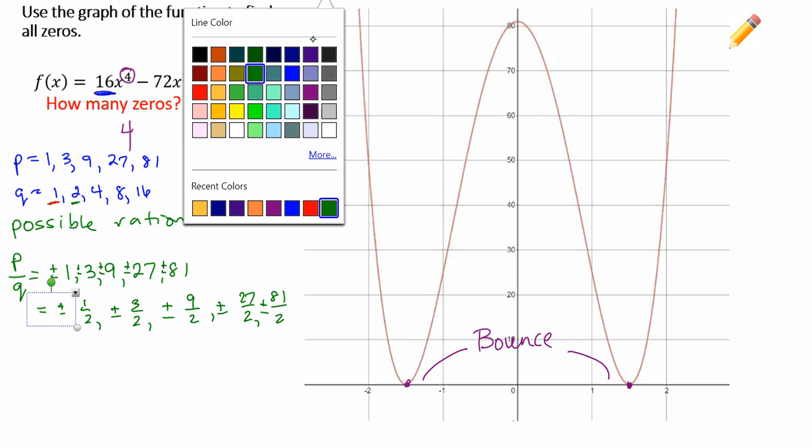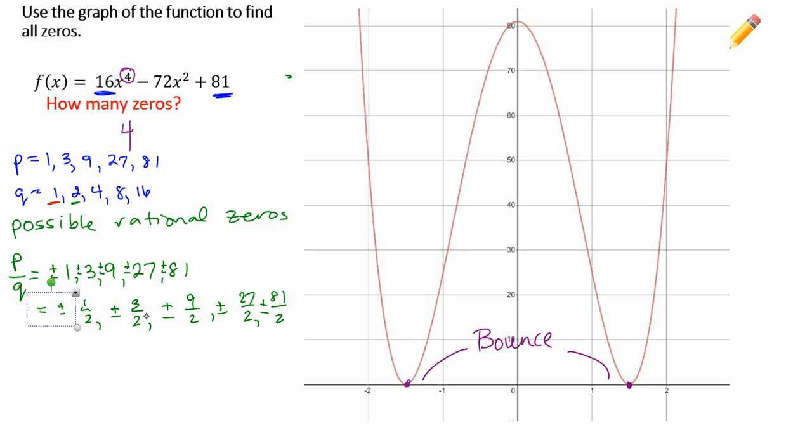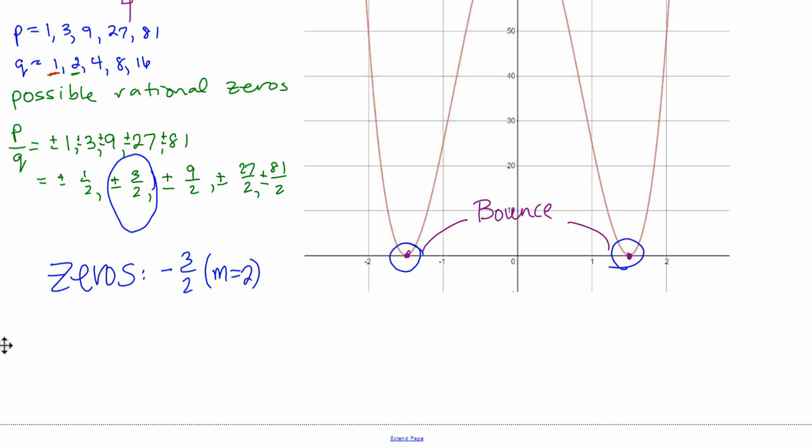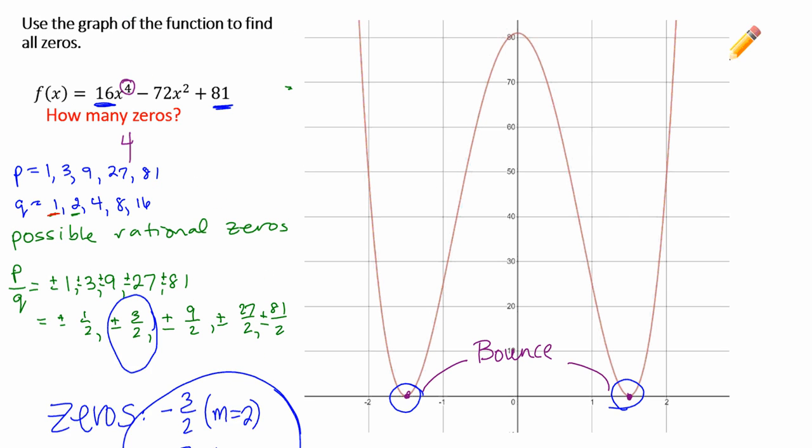I'm going to stop right there though, because obviously this is going to be time consuming. And I'm going to look and say, oh, look right there, 3/2 and -3/2 are possibilities. So I'm going to stick with my original and say, yes, those are 3/2 and -3/2. So our zeros are -3/2, multiplicity 2, and +3/2, multiplicity of 2. And that would be all 4 zeros that I was looking for.